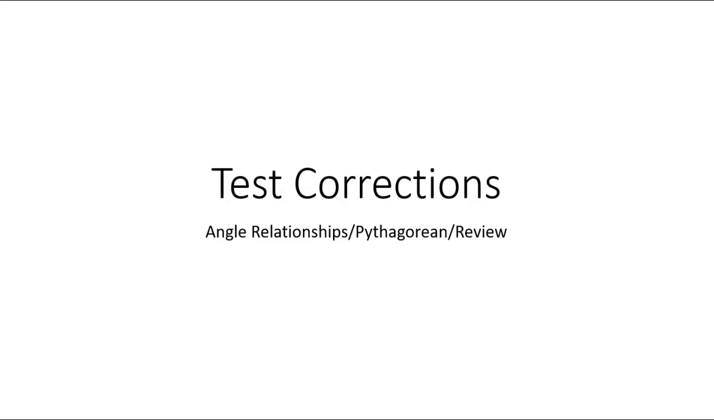These are the test corrections for the angle relationships, Pythagorean, and review test. In order to get credit for test corrections, you must copy down any work that I show for each of these problems to show that you've watched the video.